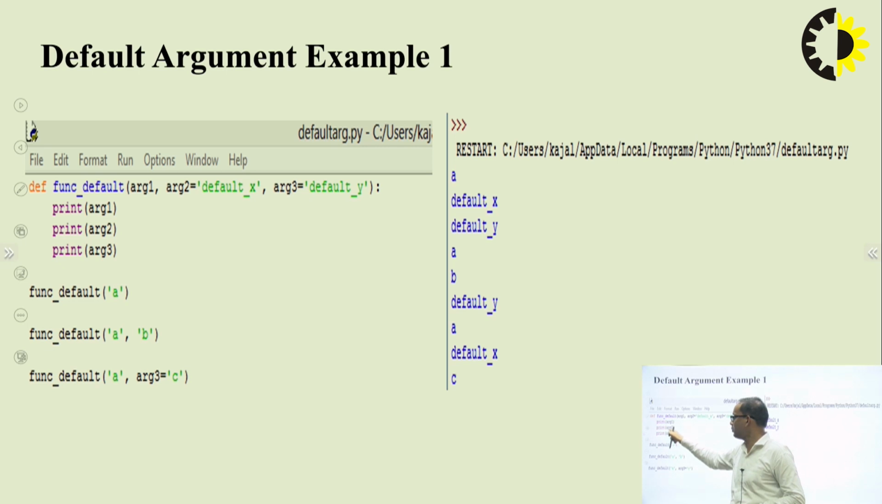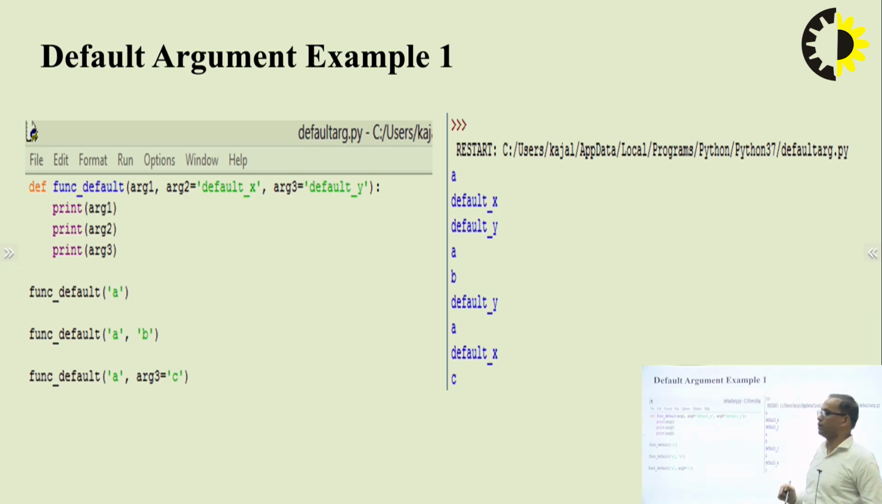It means these are the body of this function. So, at first print argument 1, and the value of argument 1 is a. So, a will be printed. Again, what is the role of default argument?